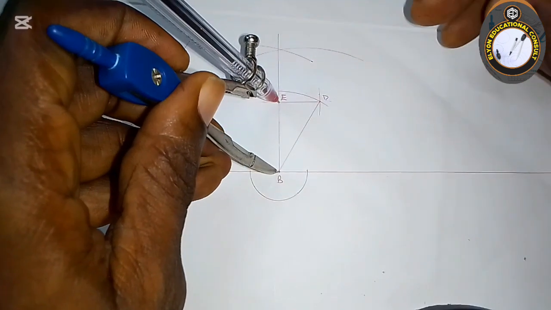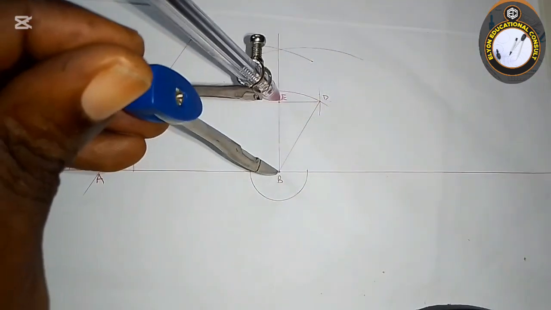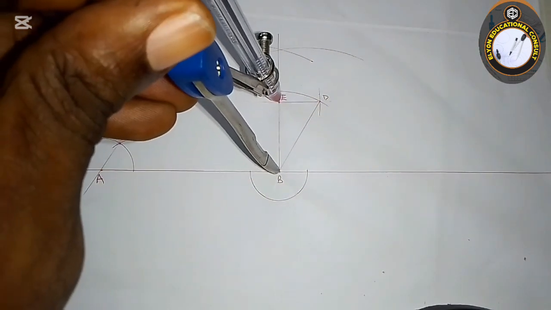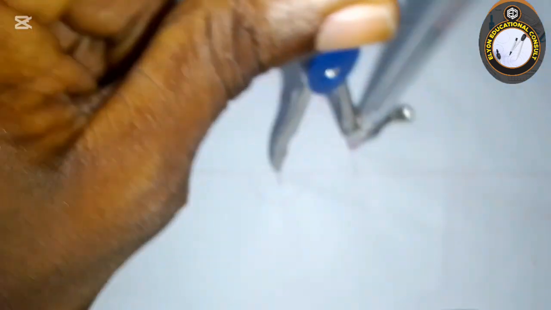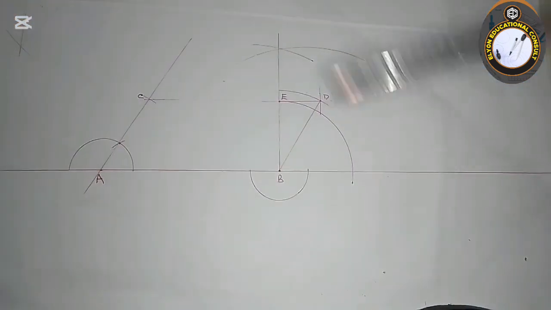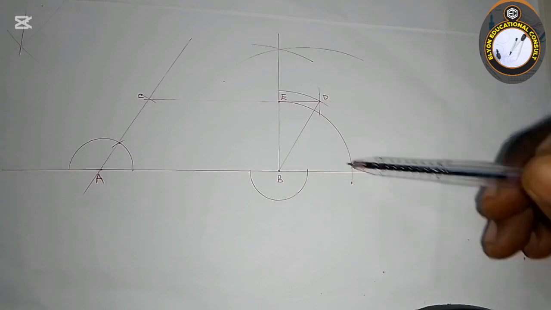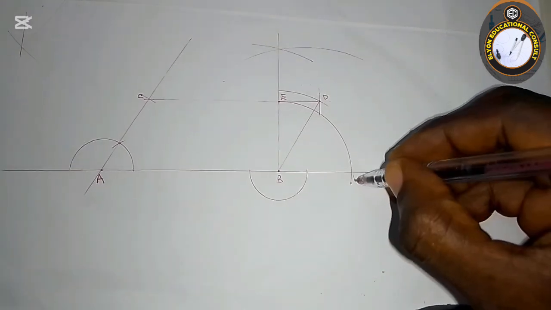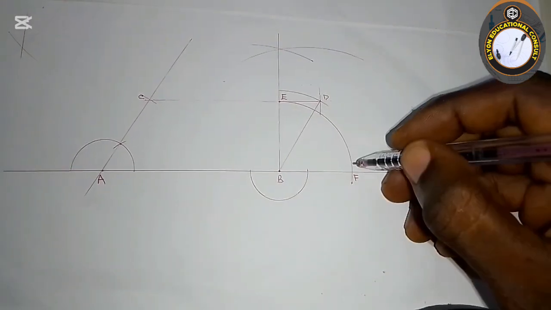So AB is extended. Next, I will take radius BE and draw an arc to touch the line AB extension. You can see where it touches line AB extension. Let's call that point F.